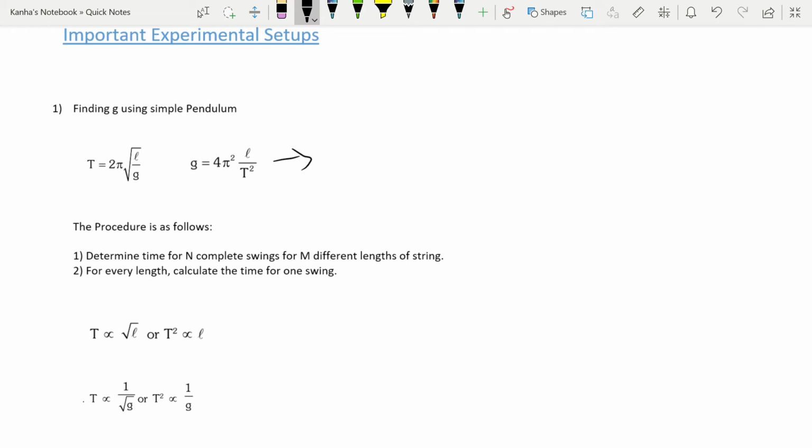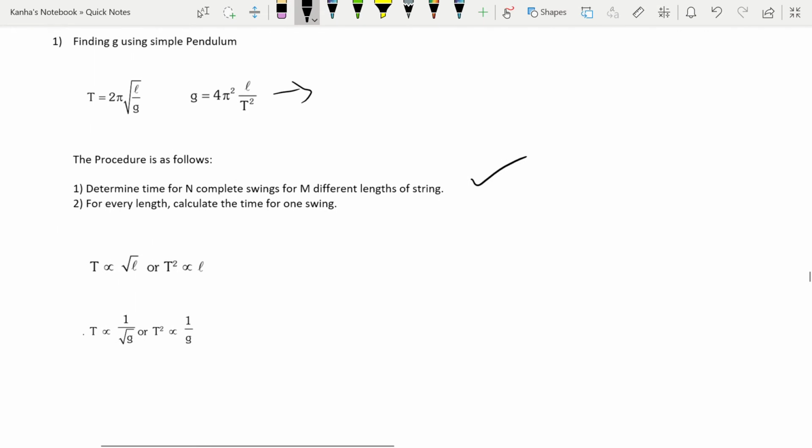You try to determine the time for n complete swings for m different lengths of strings. So for each you choose a length, and then for that length you complete n swings. Now for each length you calculate the time for one swing. Okay, so the time for one swing is basically your time period. What you should remember from this experiment is T is proportional to the root of L, or T square is proportional to L, and the relation between T and acceleration due to gravity.